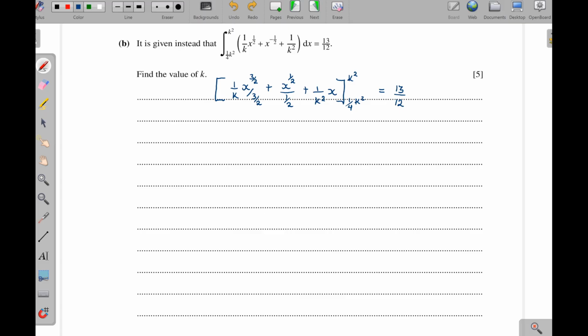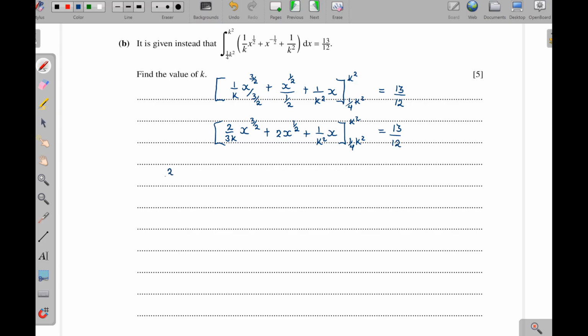So let me first simplify this. I'll have 2 over 3k, then x to the power of 3 over 2, then plus this one will somersault, and then we multiply with x to the power of a half here. So we shall have 2, then x to the power of a half, and then plus 1 over k squared x. And then we put our limits, k squared and 1 over k squared, which is equal to 13 over 12.